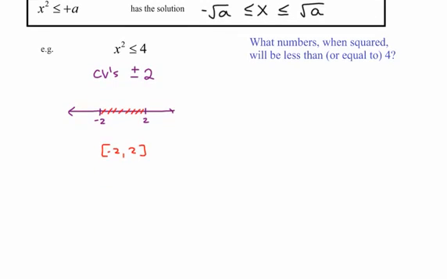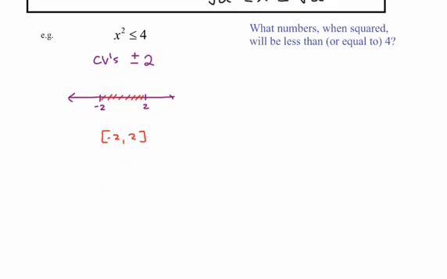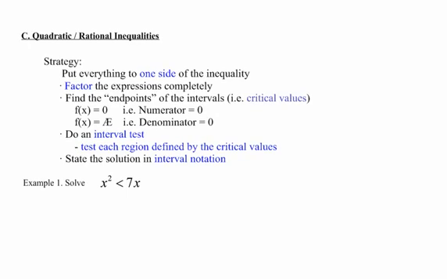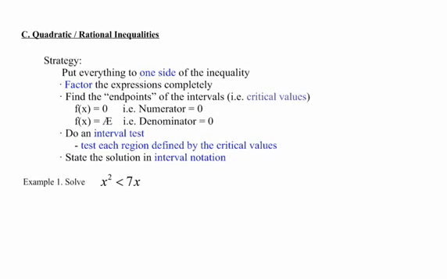Okay. So we're really using that idea that we're going to test each interval, figure out our critical values, test the interval, and see what works. So let's look at other quadratics. If you're dealing with a quadratic that doesn't deal with just x squared greater than or less than a constant, you put everything to one side of the inequality. So make one side equal to 0.